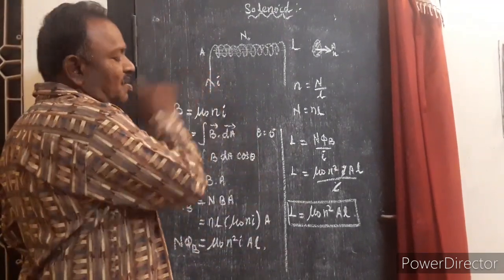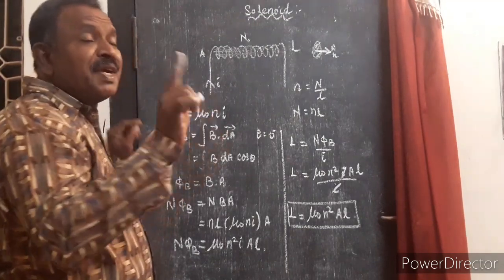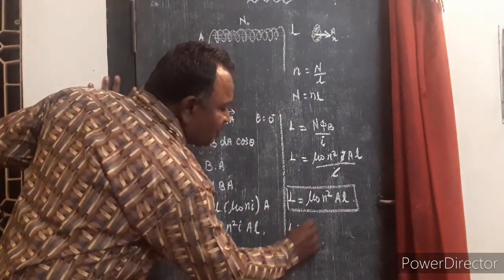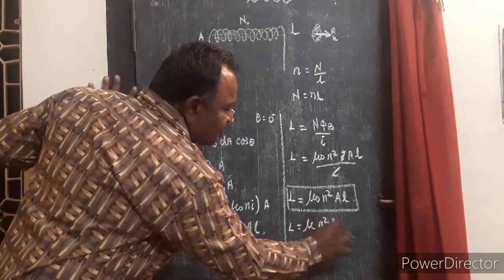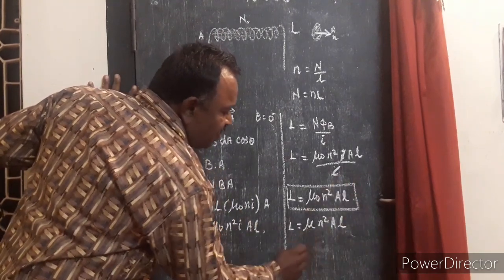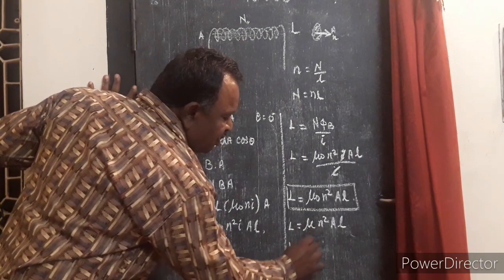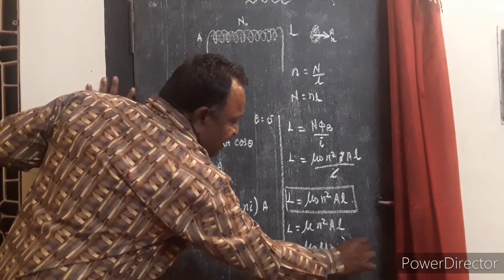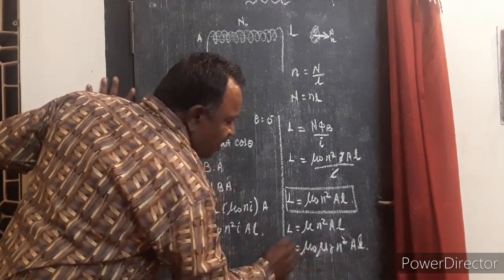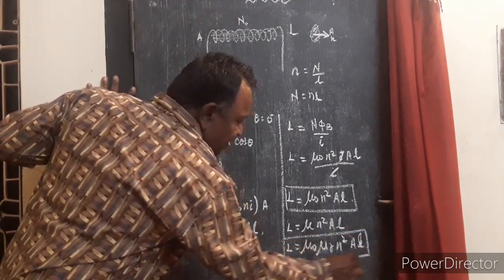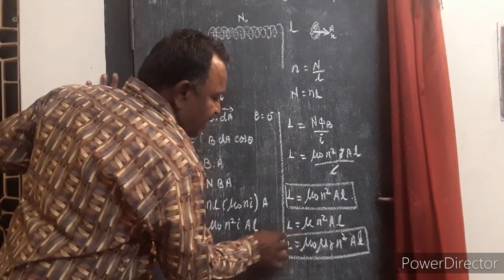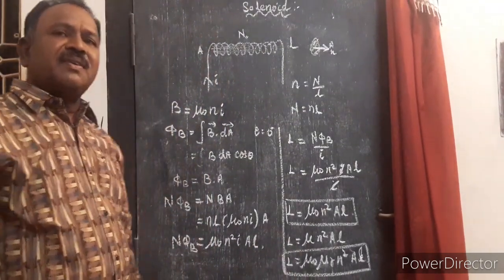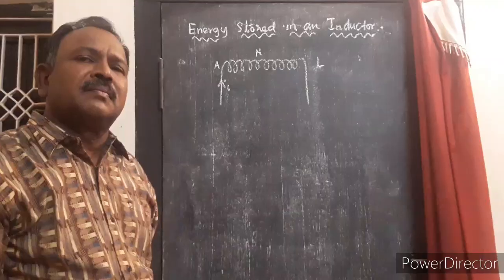Suppose this solenoid is kept in a medium of permeability mu. At that time we will have L equal to mu N square A by l, where mu is equal to mu naught into mu r. So this is how we can find the self-inductance of a long solenoid.